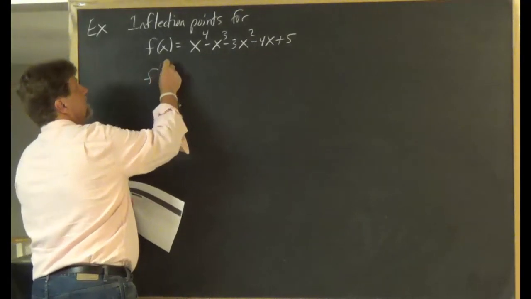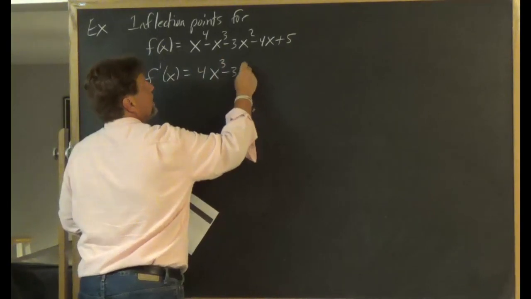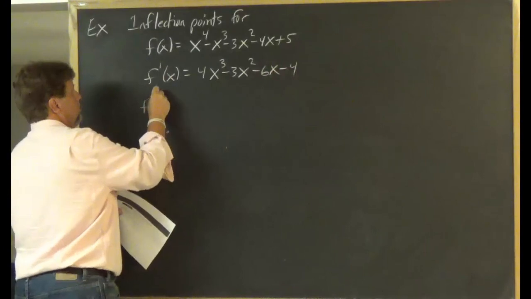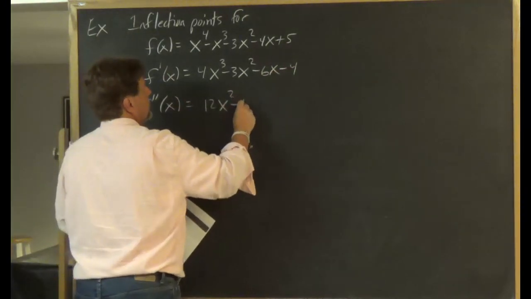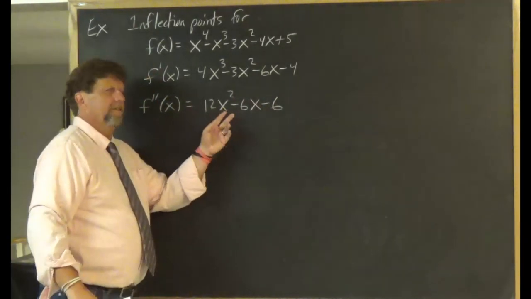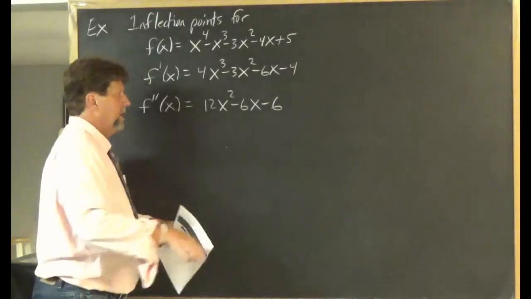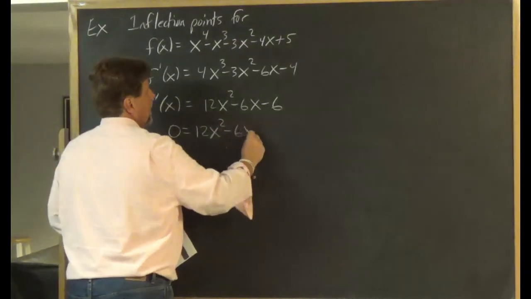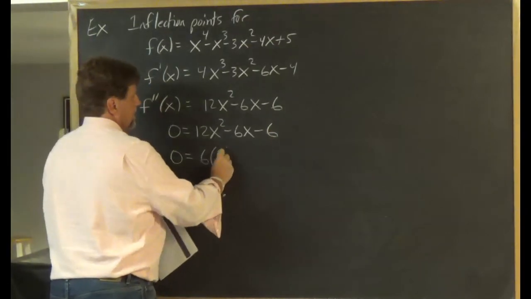So let's see, the first derivative is 4x cubed minus 3x squared minus 6x minus 4. The second derivative is 12x squared minus 6x minus 6. The second derivative is a polynomial, so it's defined everywhere. So the only thing of interest will be where the second derivative is equal to 0. And my first step in trying to solve this would be to factor out a 6.